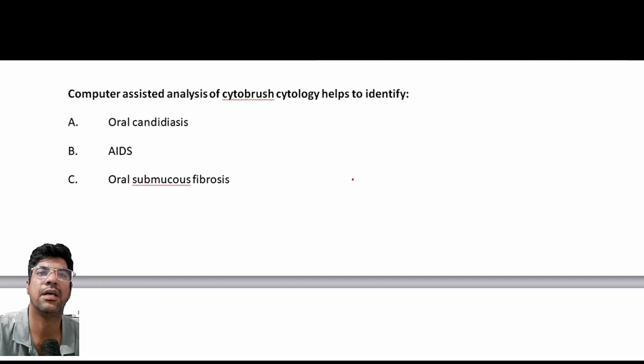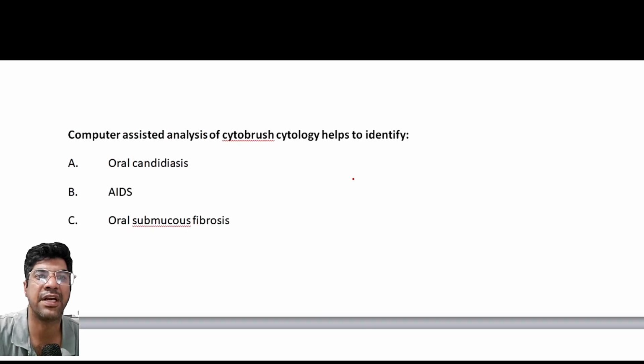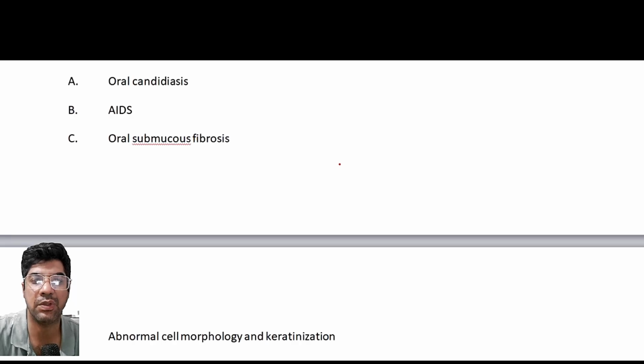Computer assisted analysis of cytobrush cytology helps to identify the abnormal cell morphology, including the shape and keratinization. This technique is important in detecting the cellular abnormalities that may indicate various oral conditions, including potential precancerous or cancerous changes.